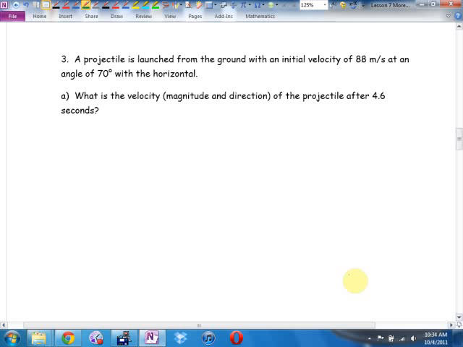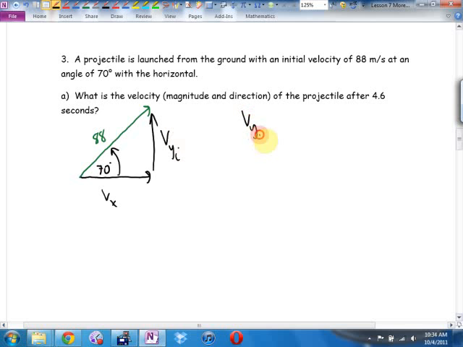Do we have an angle here? Sean, you know what I'm going to do first? Okay, let's find Vx and Vy initial. I'll draw a little picture. 88, where this angle here is 70 degrees. Here's Vx, here's Vy initial. Vy is going to be 88 sine 70. Vx is going to be 88 cos 70.